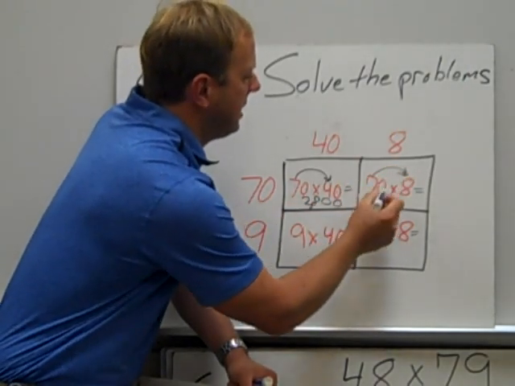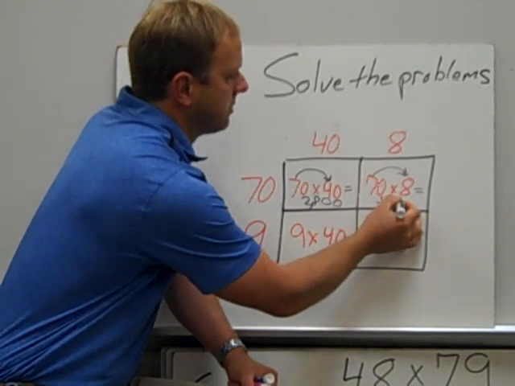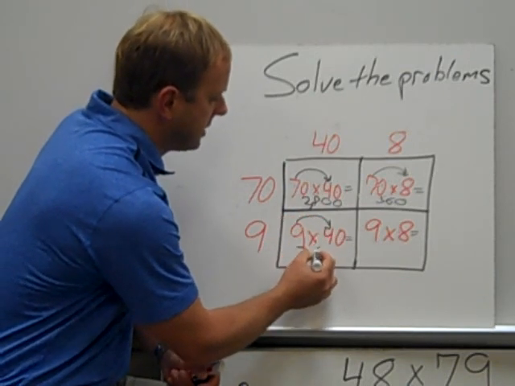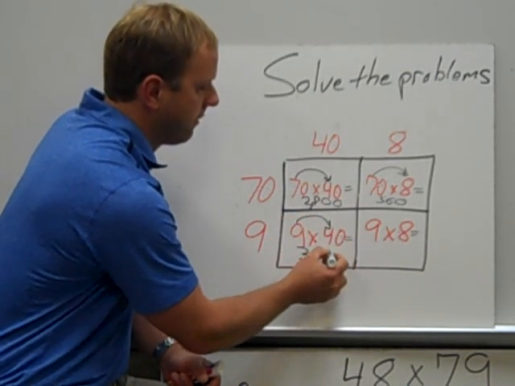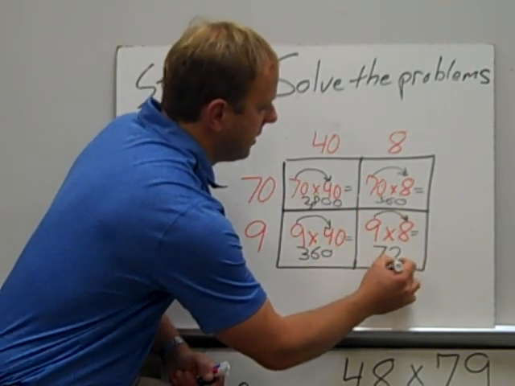7 times 8, 56. And count the zeros, we put 1. 9 times 4 is 36. We count the 0. And then here it's just two single digits. 9 times 8 is 72.